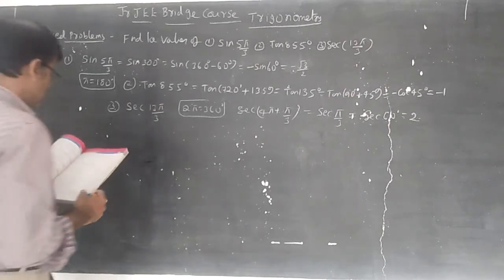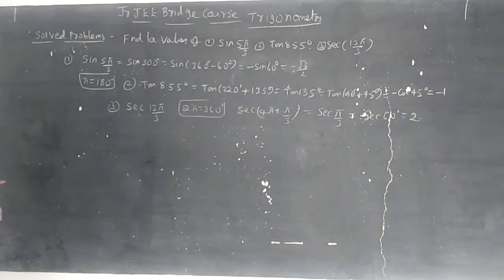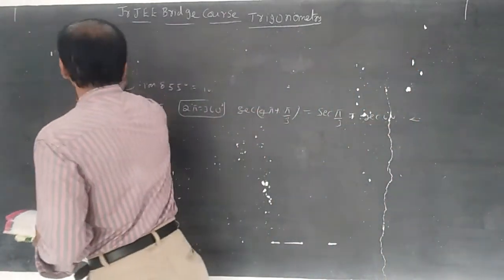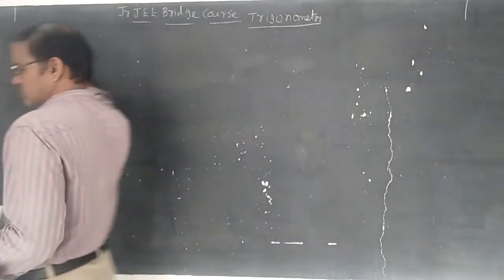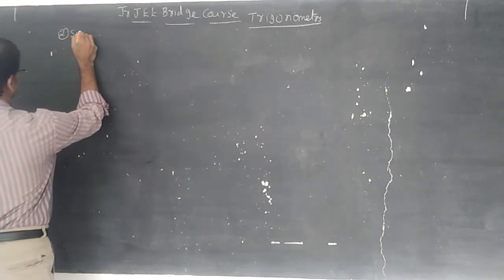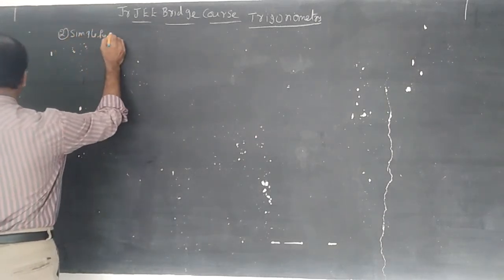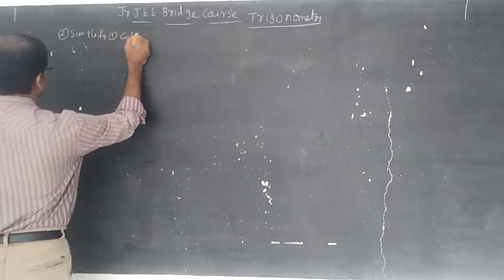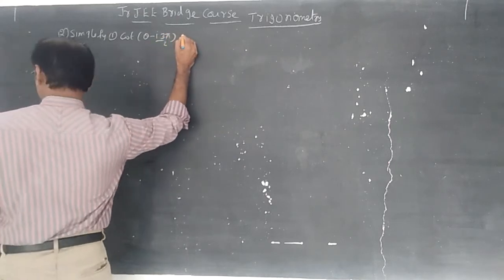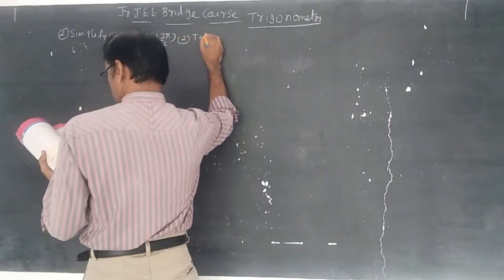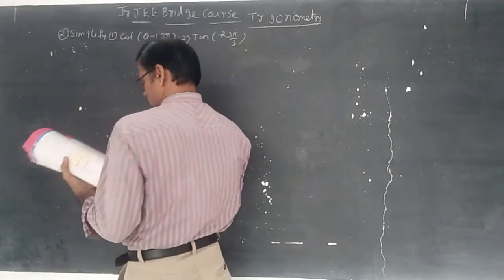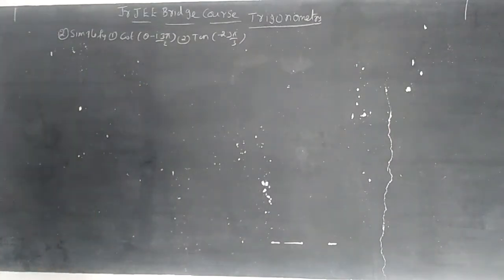Now let us discuss another model. The simplification method is there in Roman numeral 2. Simplify. First one, cot of theta minus 13π/2. Second one, tan of minus 23π/3.